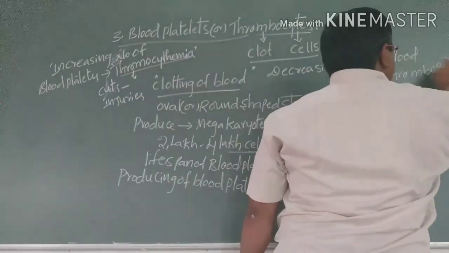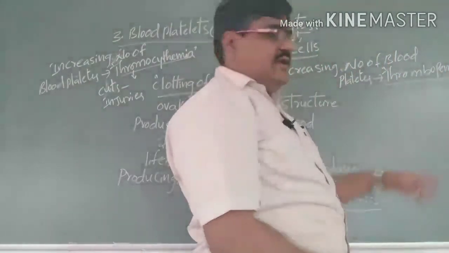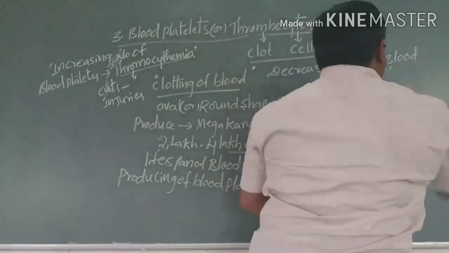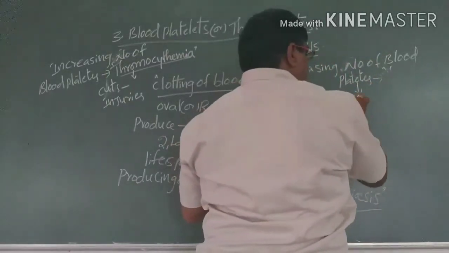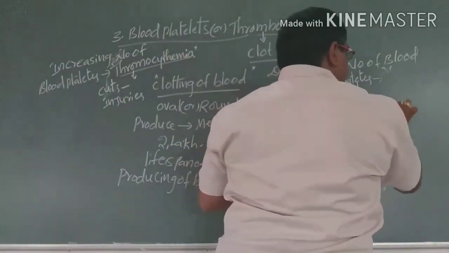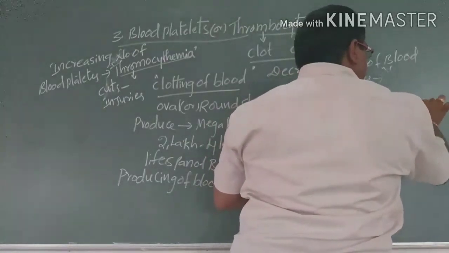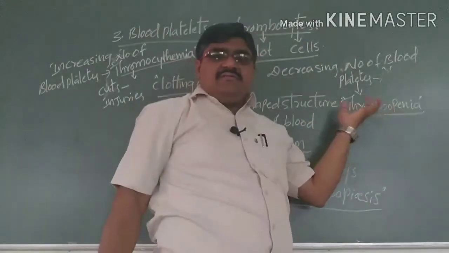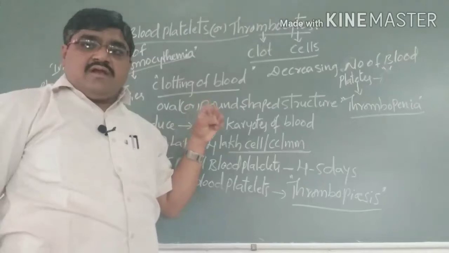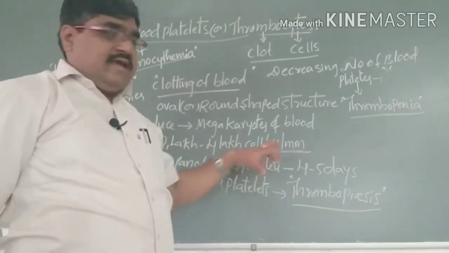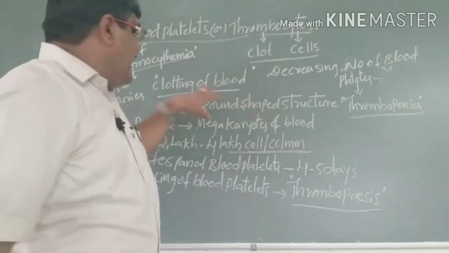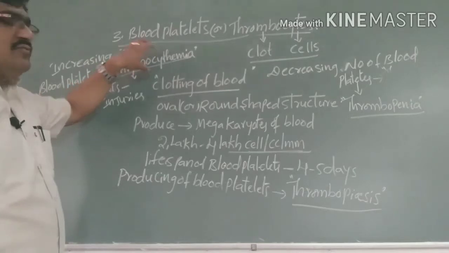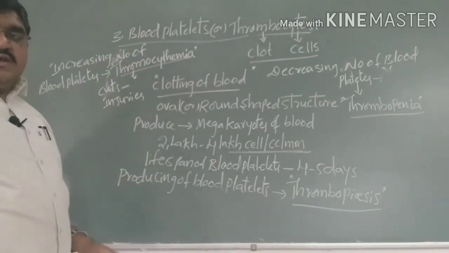So what does thrombopenia mean? Decreasing the number of blood platelets we call thrombopenia. That means if the number of blood platelets in an individual is decreased, we call it thrombopenia. And if the number of blood platelets is increased, we call it thrombocythemia. These conditions take place.